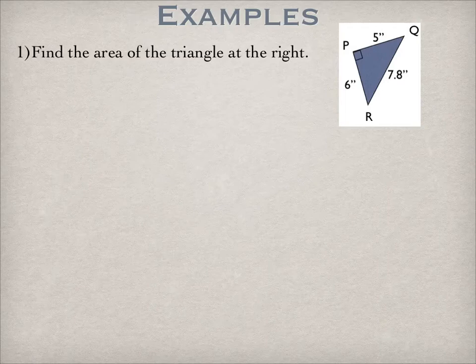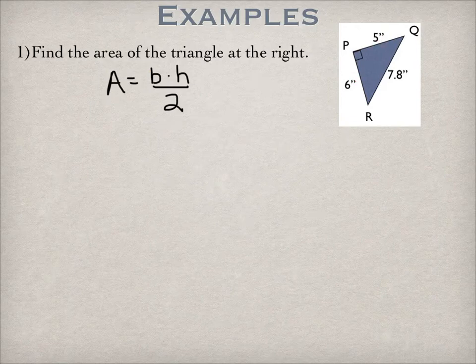So looking at this triangle, I know that to find the area, I'm going to do base times height divided by 2. And remember, your base and height are always going to form a right angle with each other. So looking at this figure, I see my right angle right here, which means the 5 and the 6 are my base and my height.